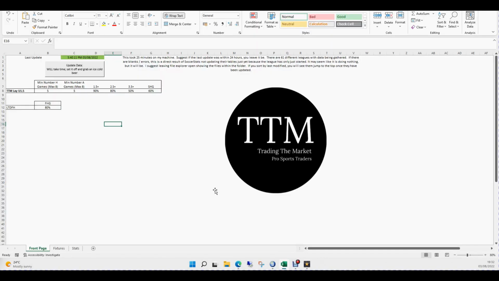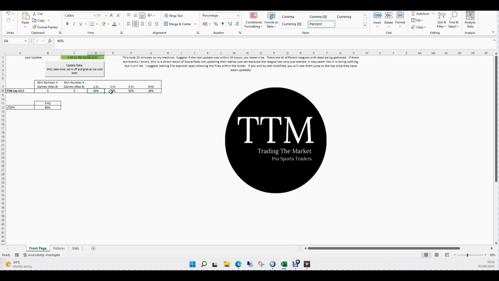When you open this, the first page is called Front Page. On here we've got a button to update the data. We've got several boxes for changing the filters for both lay under 1.5 and lay the first half draw. In essence, these are what we are looking for: a second half goal, and this is what we're looking for: a first half goal. Pressing this button will update each one of the 61 leagues and grab all the data from Soccer Stats. It does take some time. My suggestion is you do this once every other day or twice a week. Once you click it, just let the computer do what it wants.